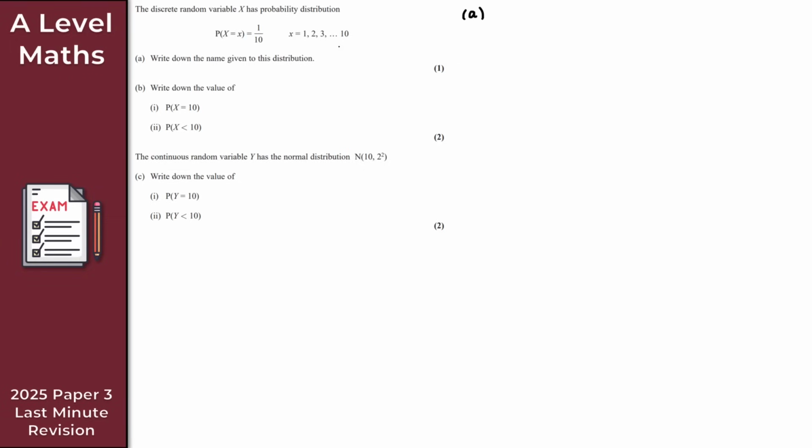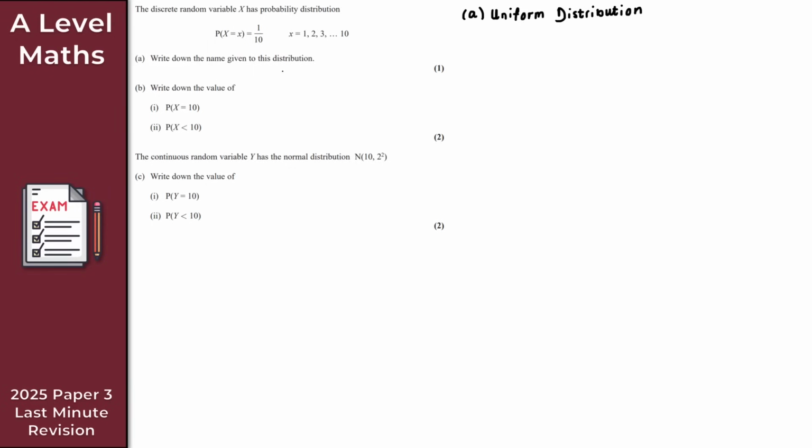So what I've got here is 10 possible outcomes, right? 1, 2, 3, all the way through to 10. And each one of those outcomes has a probability of 1 over 10. So what I've got here is a uniform distribution, right? Each outcome is equally likely. So for part A, we have a uniform distribution. And that's what we need there for part A, uniform distribution.